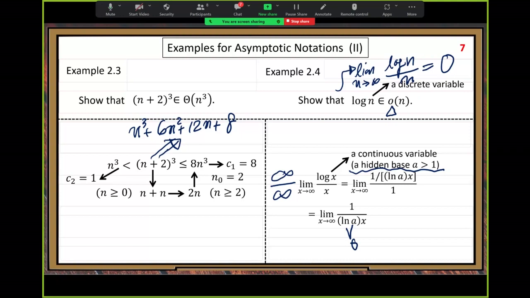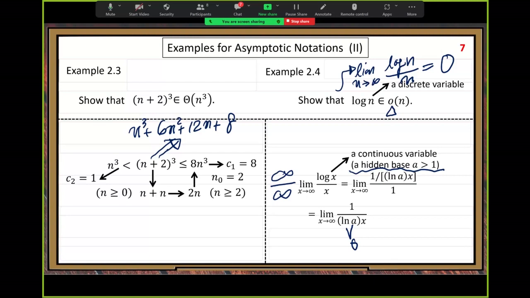The question: can we apply L'Hopital's rule again here? Is it legal? Look at that. Is it infinity over infinity? No, it's not. So it's illegal. At this place, you cannot apply L'Hopital's rule because it's not an infinity over infinity indeterminate form. The numerator is the constant 1, so it's determinate.